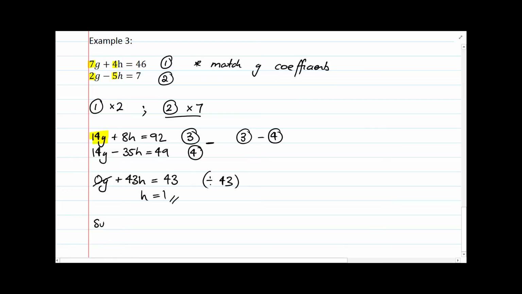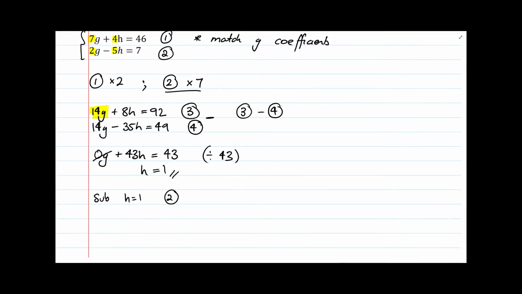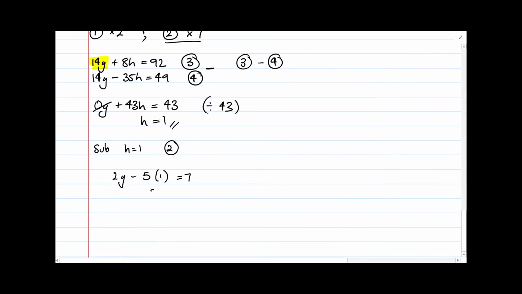And then I'm going to substitute h equals 1 into one of my simple equations here. So I might just do it in number 2 this time because g has a smaller coefficient. So it seems like an easier way to go. So I have 2g minus 5 times 1 is equal to 7, which gives me 2g is equal to 12 when I add 5 to both sides, and g is equal to 6. So I have this. h equals 1, g equals 6, and now of course I verify.